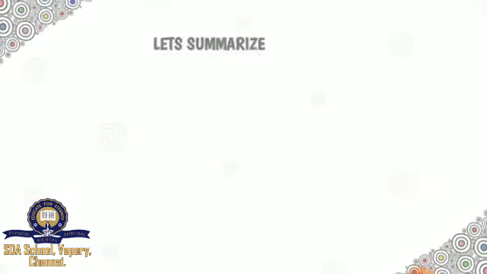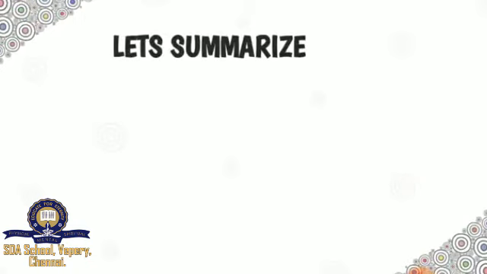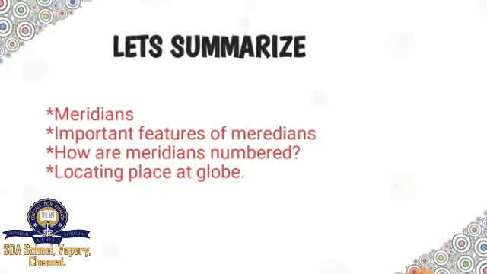Let's summarize what we learnt in today's class, children. First, we learnt about meridians. Imaginary lines which move from North Pole to South Pole are called meridians. Important features of meridians. Meridians travel at the same length. Meridians cut the parallels at right angles, that is 90 degrees.